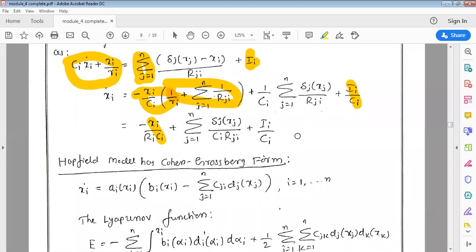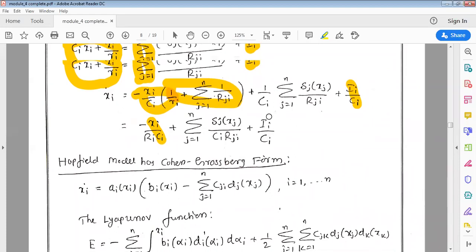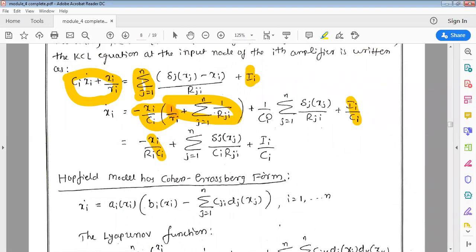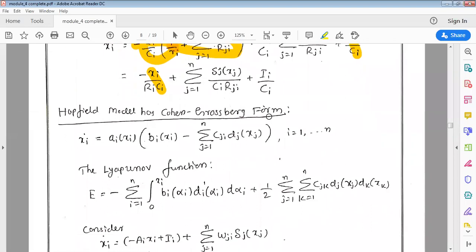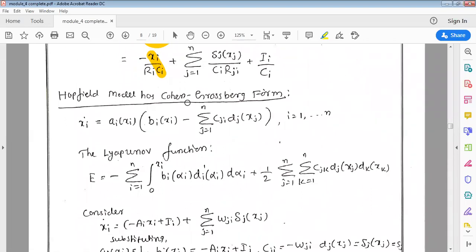Okay, so xi dot is nothing but the rate of change of voltage. Have you followed this one? Simplification? Any doubt here? Any doubt?